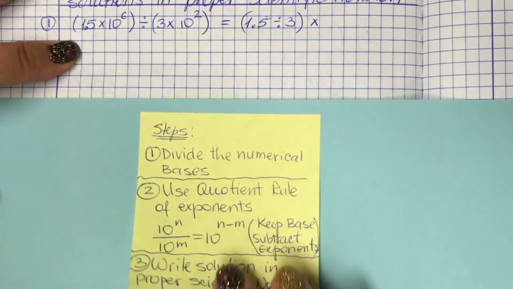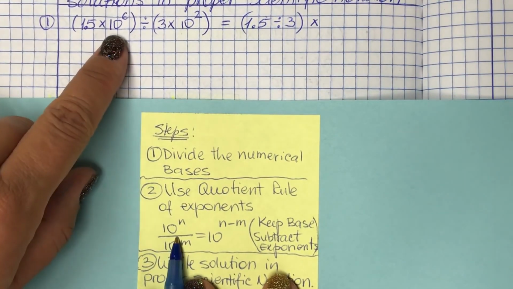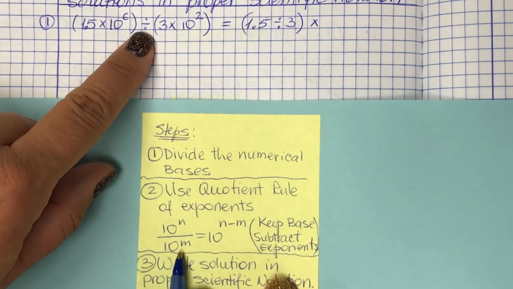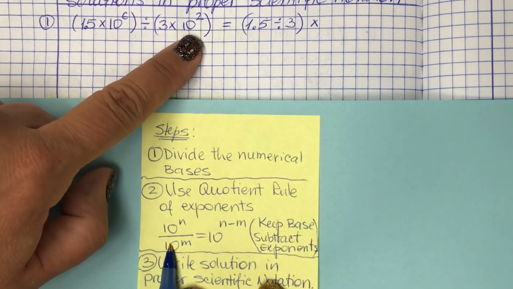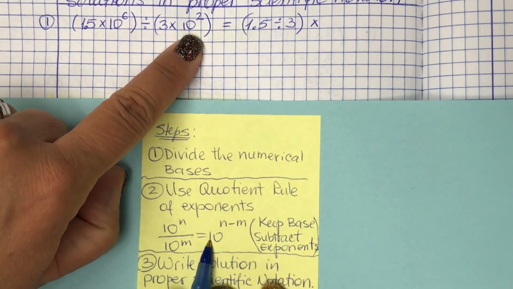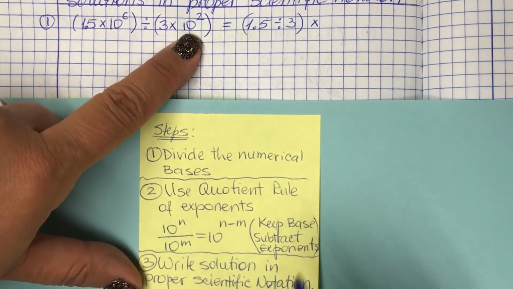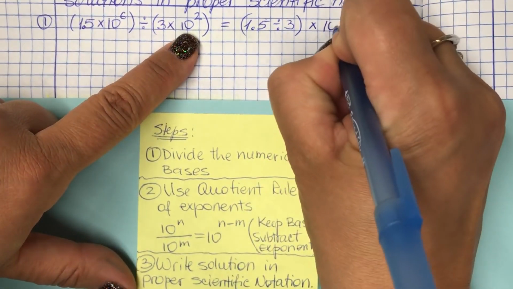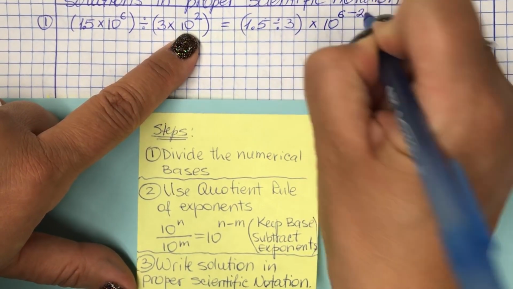Then we will use the quotient rule of exponents. If we have to divide, which division and fraction line is the same thing, 2 powers of 10, we keep the power of 10 and subtract the exponents. So keep the base, subtract the exponents. So I'm going to say times 10 to the power of 6 minus 2.